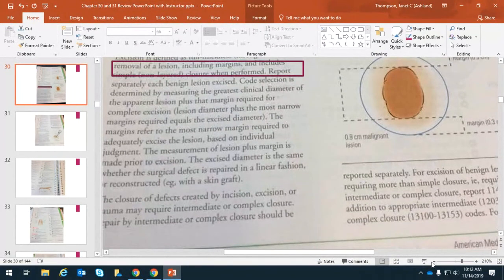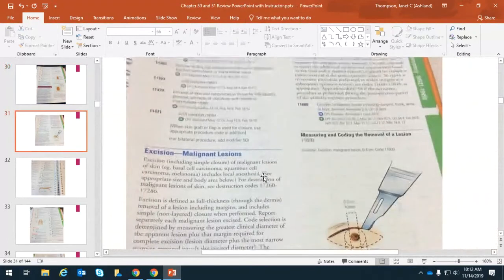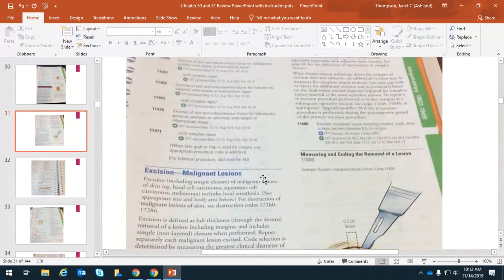And so this is where the guidelines are for CPT. They're throughout the section of our book. We go on to the next section, excision of malignant lesions. And these categories are going to follow each anatomical system.